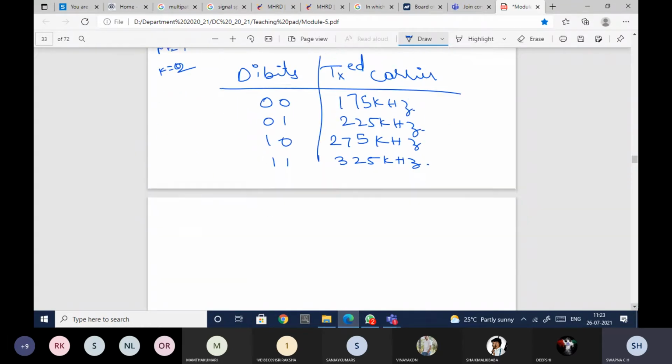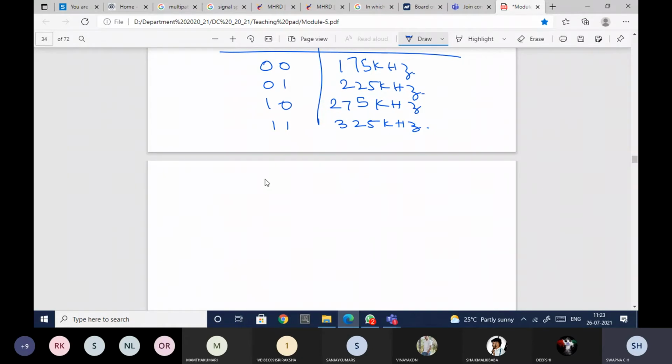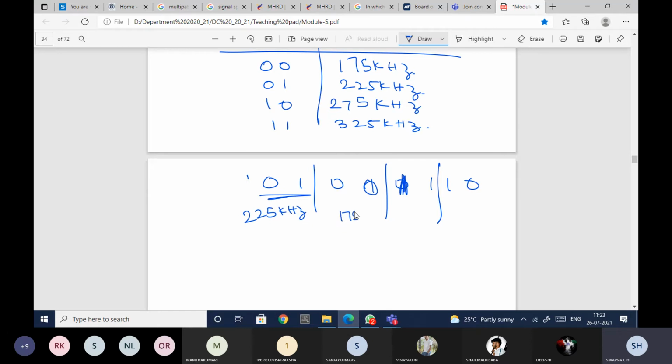Okay, so let me consider I have a bit sequence like 0, 1, 0, 0, 1, 1, 1, 0. This is the combination I have. So first, what I need to do is split it into dibits. So 01 should be transmitted using the carrier with 225 kilohertz. If it is 00, I need to transmit it using 175 kilohertz. If it is 11, I need to transmit it using 325 kilohertz. If it is 10, I need to transmit it using 275 kilohertz.